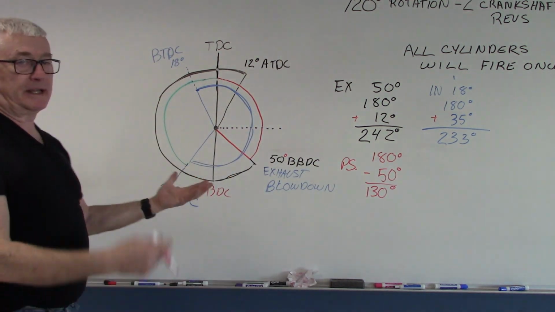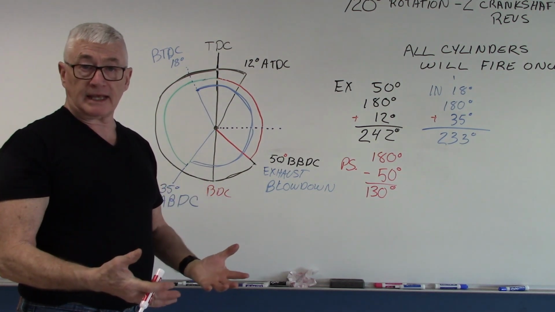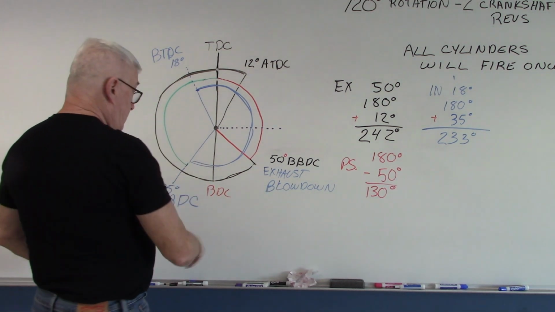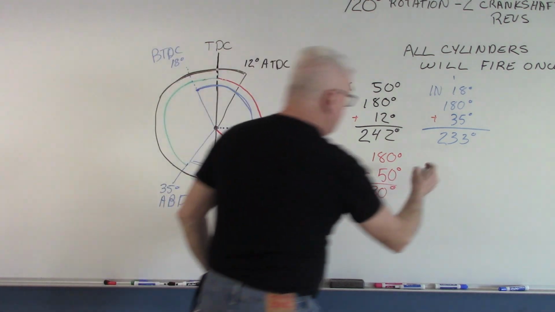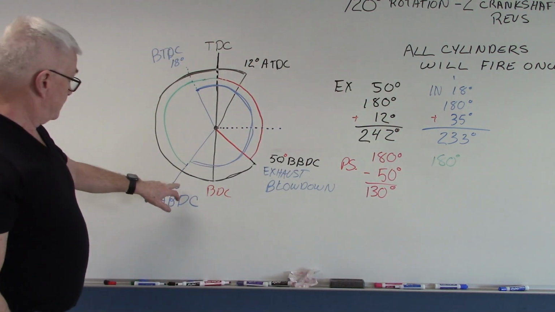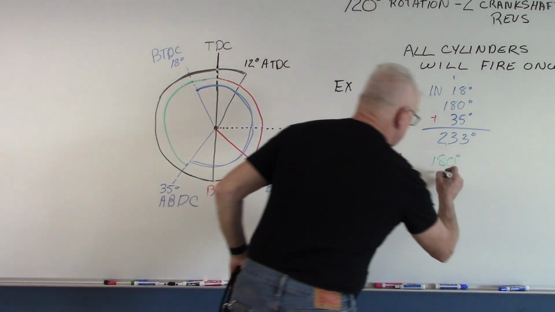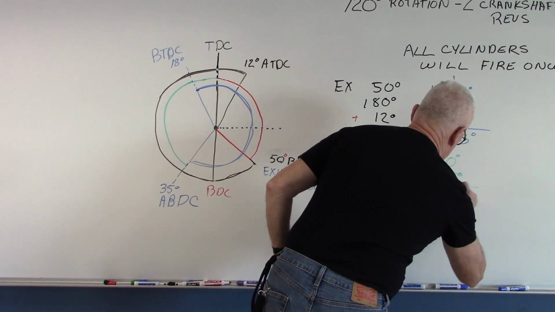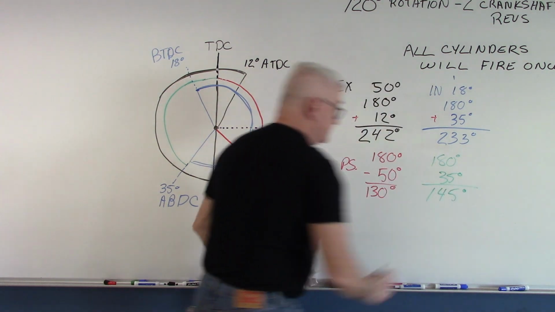My compression stroke, and the compression stroke really isn't that important, but if we want to go ahead and calculate everything, this is what we're going to do. We would take from bottom dead center to top dead center, again, 180 degrees. We're starting at 35 degrees after the theoretic stroke, so we're going to subtract that 35 degrees, which will give me 145 degrees.